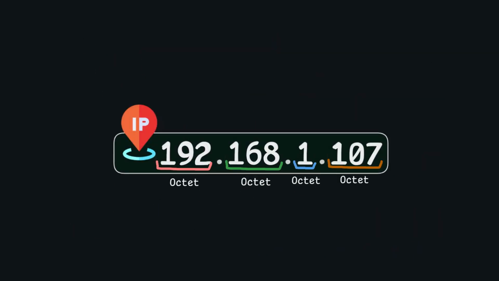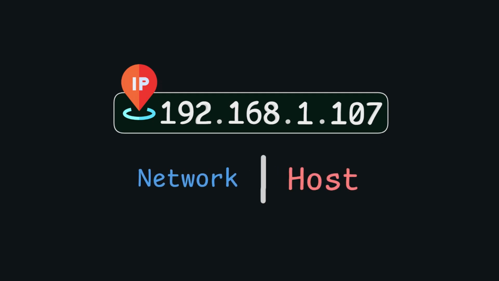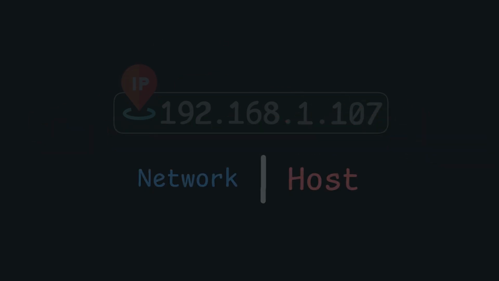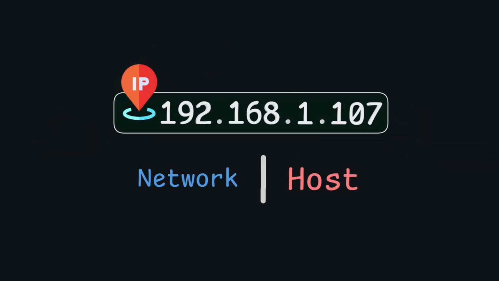An IP address is made up of 2 parts, the network part and the host part. Now we get to an important question. Why does an IP address have 2 parts? The answer: manageability. The network part tells you which network the device belongs to. The host part tells you which specific device it is within that network.